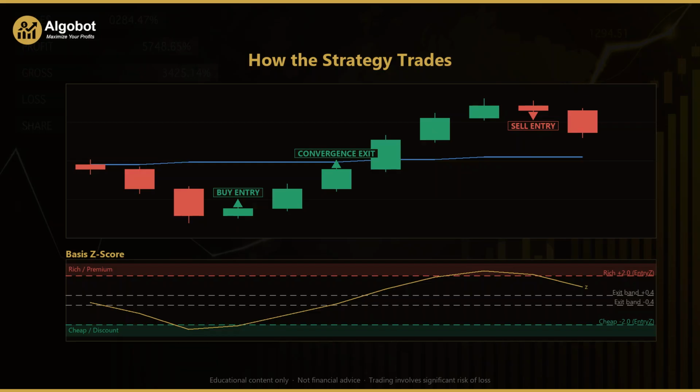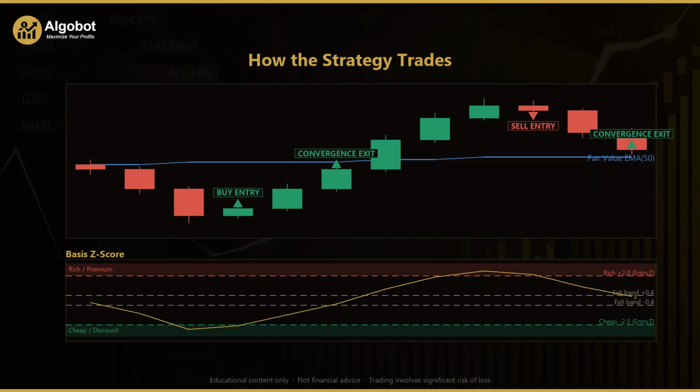Only on the next candle, when price rolls over and the basis begins curling back down while the Z-score is still above +2, do the conditions align. The sell entry marker appears. The strategy sells the premium, placing its stop loss 2 average true range units above and its take profit 1.5 units below. Then convergence works in the other direction.